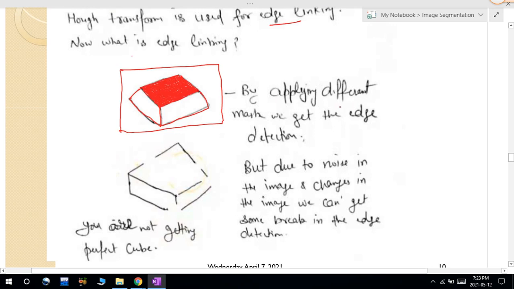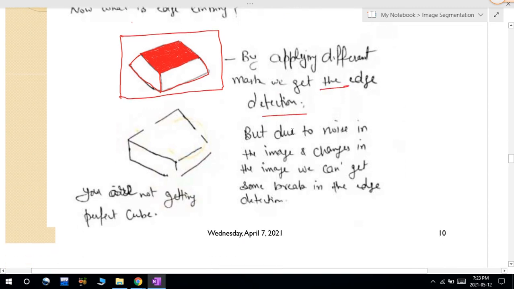By applying different masks or filters that we discussed, like first order derivative operators or second order derivative operators, we will try to find out the edges, the edge points. But due to noise in the image and changes in the image, we can get some breaks in the edge detection. Like if you observe in the previous example also, at some points we cannot find the edges. These are the edge points we are getting, but at some points I may get breaks.